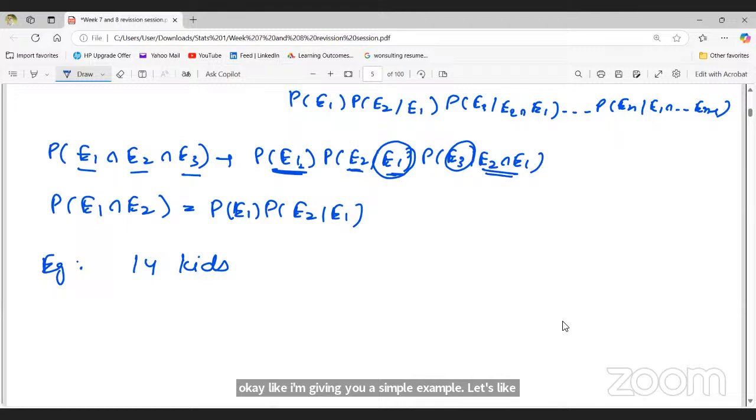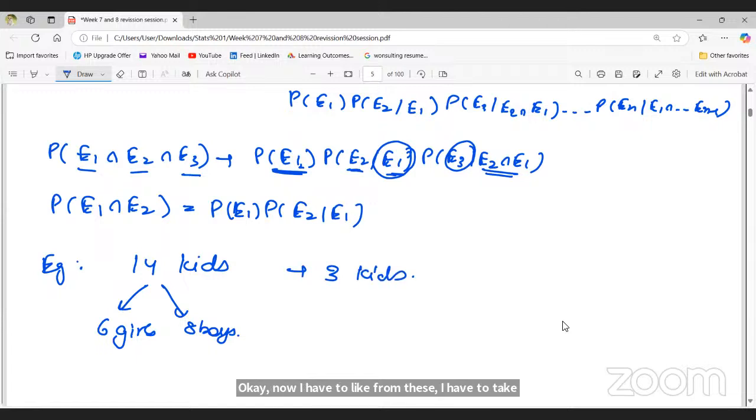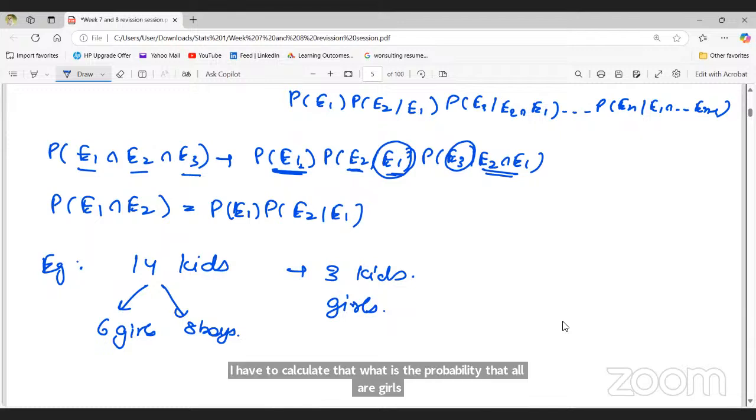I have 14 kids. Out of that, there are 6 girls and 8 boys. Now I have to take 3 kids randomly from these, and calculate the probability that all are girls. This is without replacement only.